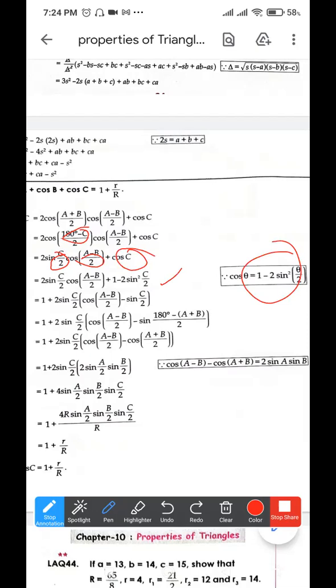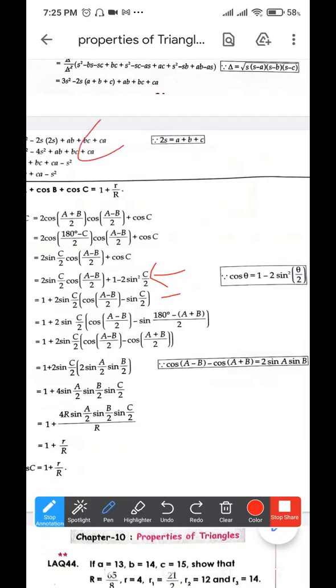This is the formula we have learned in trigonometric transformations. After doing that, we are taking 2 sine C by 2 common from both the sides. After taking 2 sine C by 2 common, we write what is left: cos (A minus B) by 2 minus sine C by 2 is left.